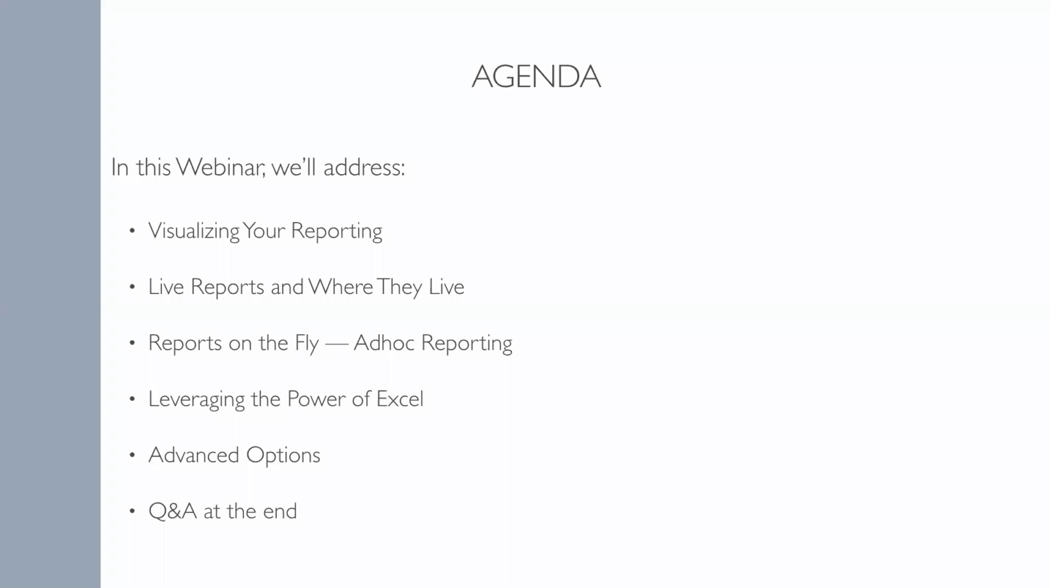So in this session, we'll be taking a look at the various reporting options we have in Fluxx. We'll take a look at using dashboards, live reports and where they live, utilizing ad hoc reporting, the powerful tools of Excel, and then we'll briefly touch on some more advanced options. Now, please note that we're not going to be discussing these in depth. We're going to be providing you with an overview of these options so that you'll know what options are available to you, allowing you to decide which path is best for you. And as I said earlier, I'll be addressing your questions at the end of the overview.